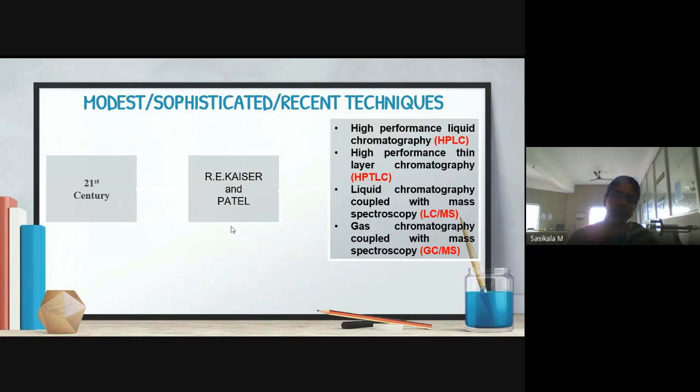And now more coupled forms of techniques. FTIR mass with LC, liquid chromatography, or GC with MSMS, LC with MSMS, LC with NMR-MS, FTIR-MS. Likewise, it has been coupled to give more sensitive results.